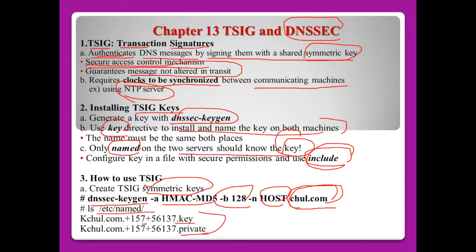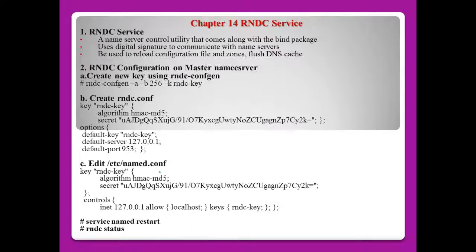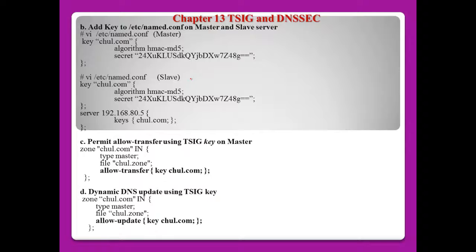Here, this is the key and the key name, and this number 157 means the number of this algorithm, and the 56,130 means the key ID.